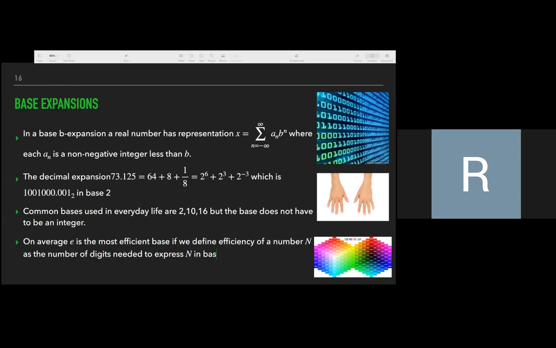I'll be talking about normality of base expansion, but there are some cool things that can be done when b is not an integer. If you think of the efficiency of the base expansion for a number n as the number of digits needed to express n in base b times b itself, then on average, e is the most efficient base. And this is not so hard to prove with just calculus. There's also cool stuff that happens when you take b to be a PV number. I won't go into detail, but if you're interested, you can look that up.